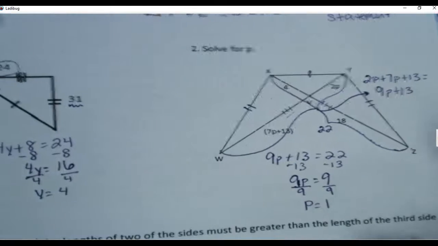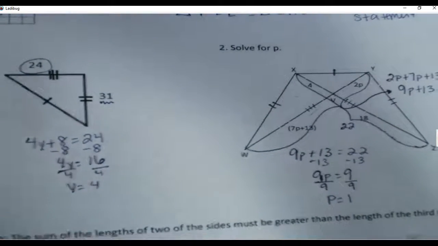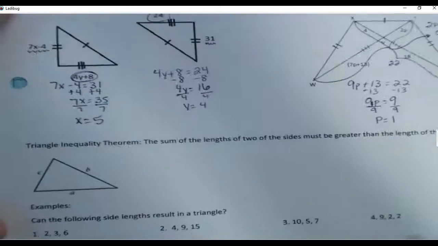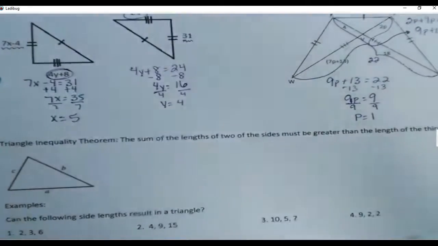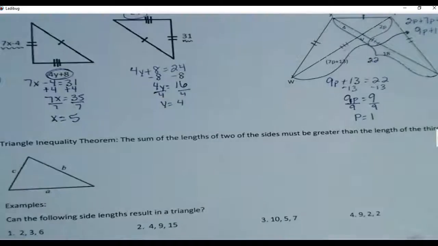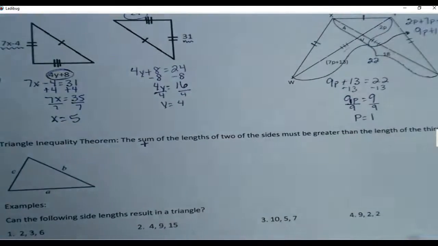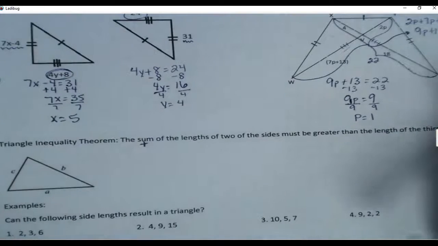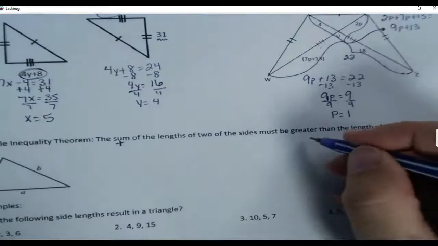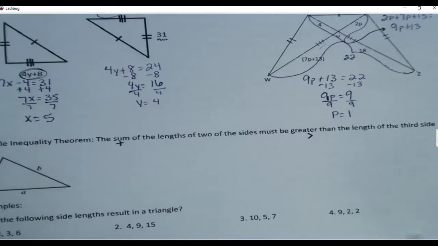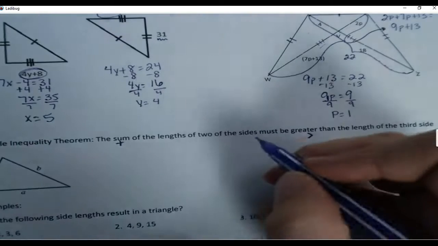Alright, let's look at the triangle inequality theorem. So the triangle inequality theorem says the sum, what does sum mean? Good. So the sum of the lengths of two of the sides must be greater than the length of the third side. Okay? In order for it to be a triangle.